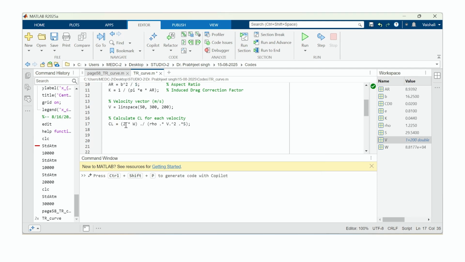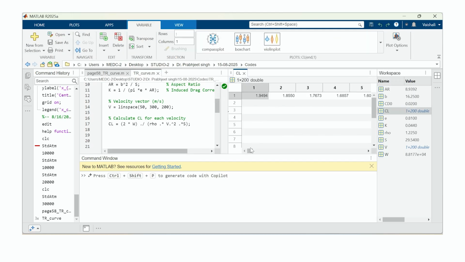Now let us see what we did here. If I run this code, now CL also is a vector. It has calculated the value of CL at various velocities. We took the velocity of 50 meters per second, and at 50 meters per second the CL was around 1.94. So here it is 1.94.